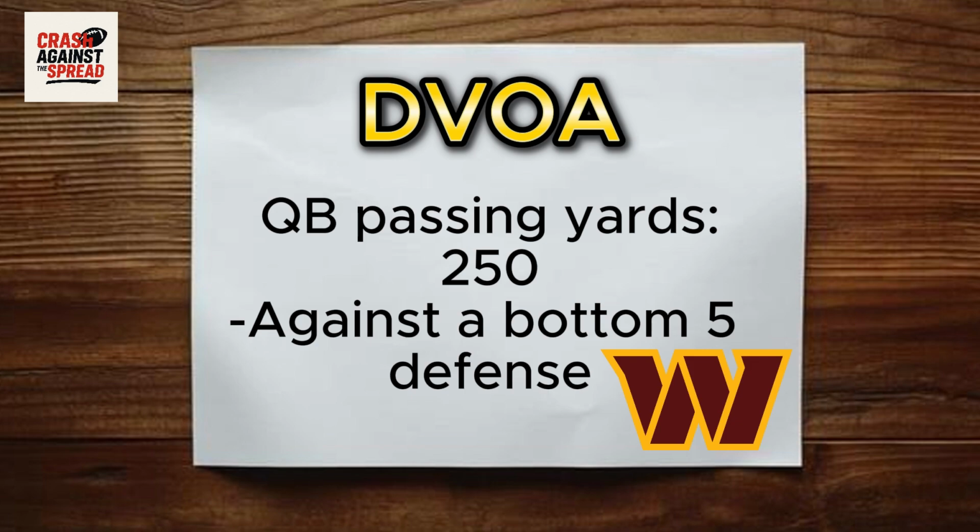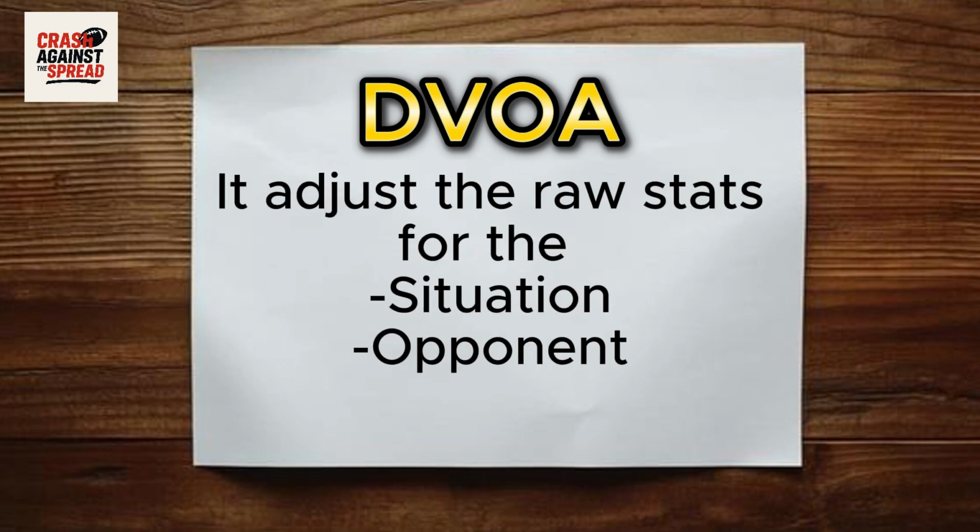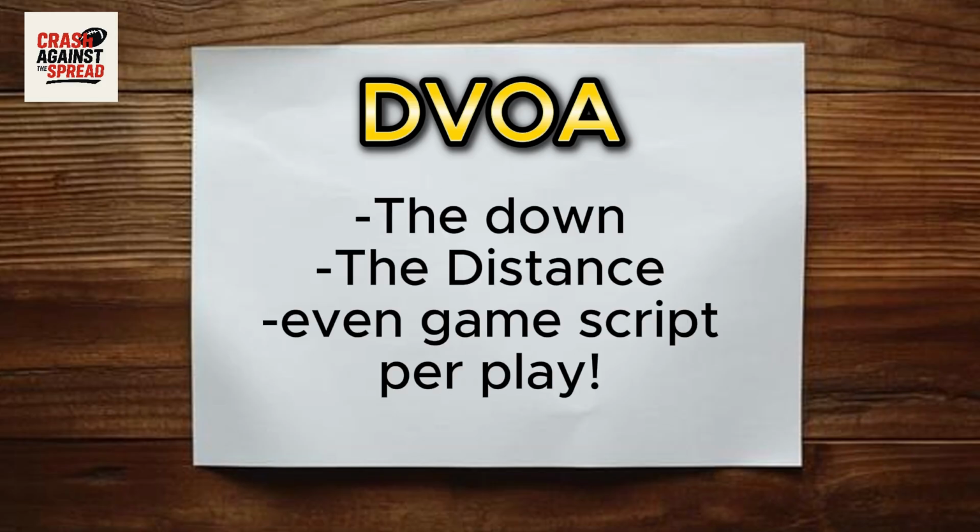This is exactly what DVOA does. It adjusts the raw stats for the situation, the opponent, the down, the distance, even the game script, to tell you how much value that play really had compared to league average.